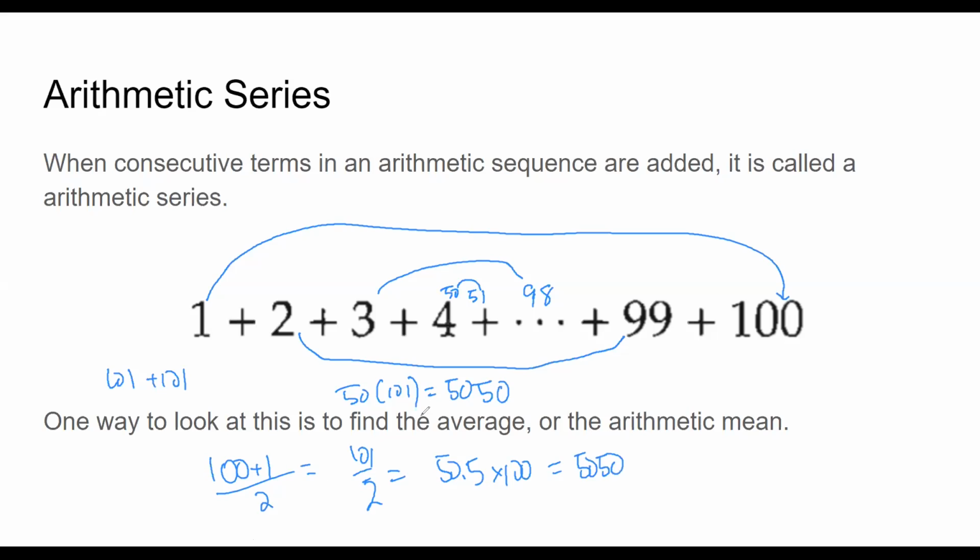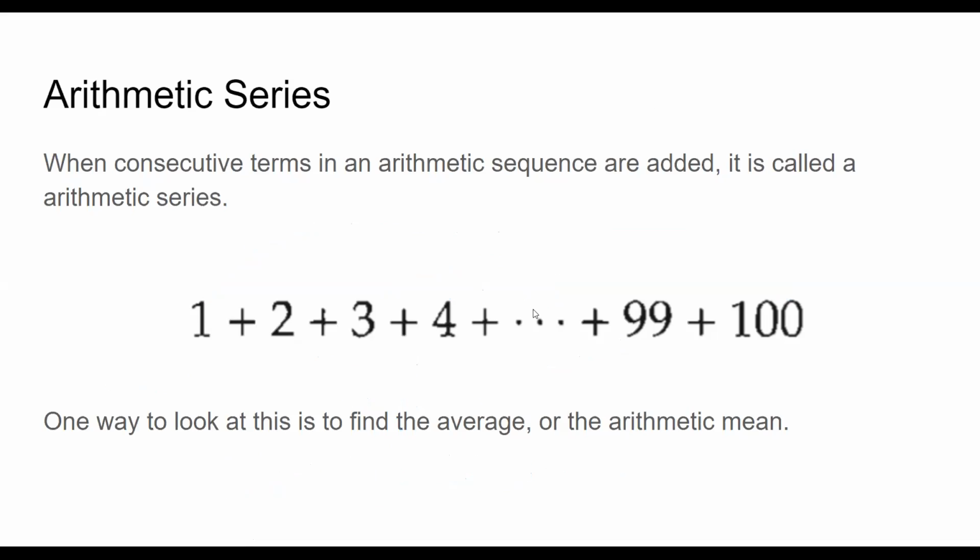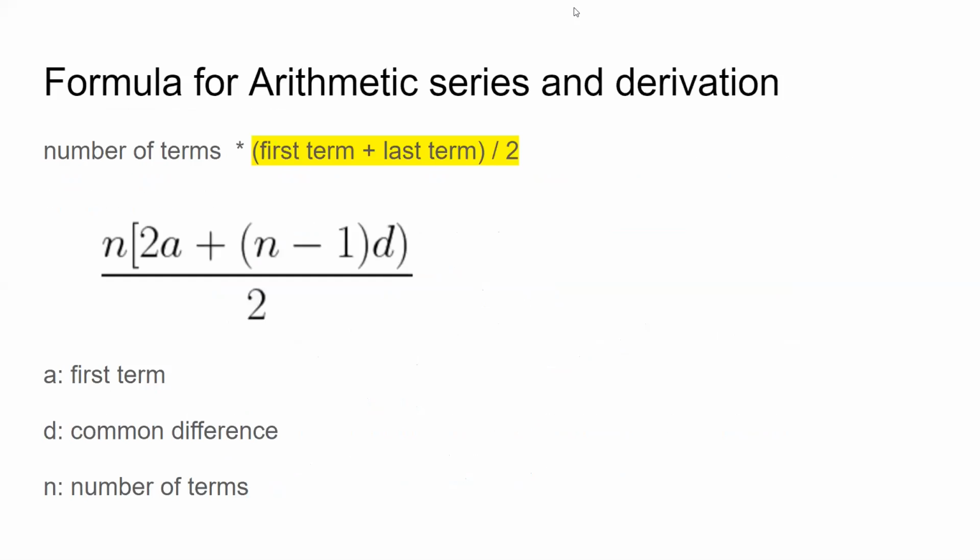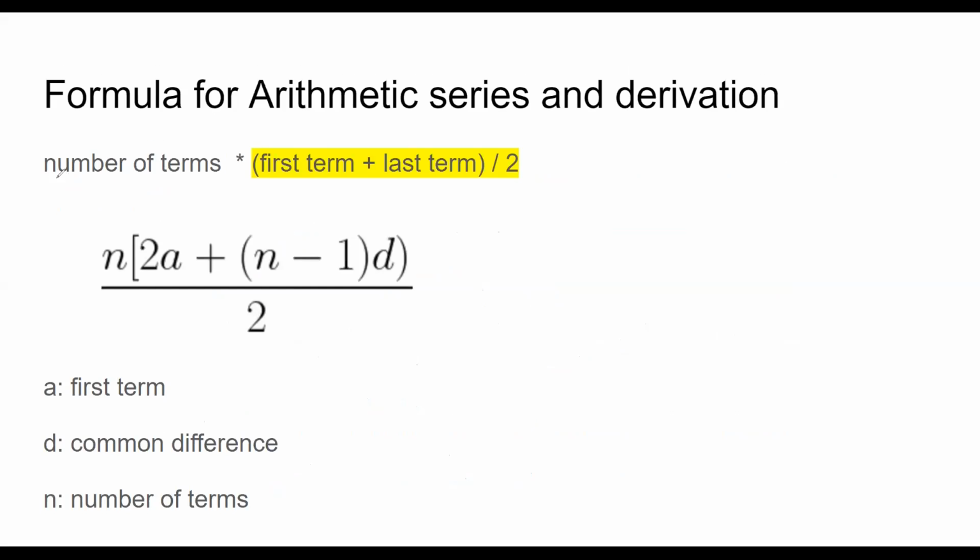So the strategy of finding the average here is really the same thing as this pair strategy up here, except we're dividing by 2 to get the average. So from here, we can actually derive the formula for an arithmetic series. To find this formula, we're going to do the same thing we did earlier. We have the number of terms times the average value. And to find the average value, it's the first term plus the last term divided by 2.